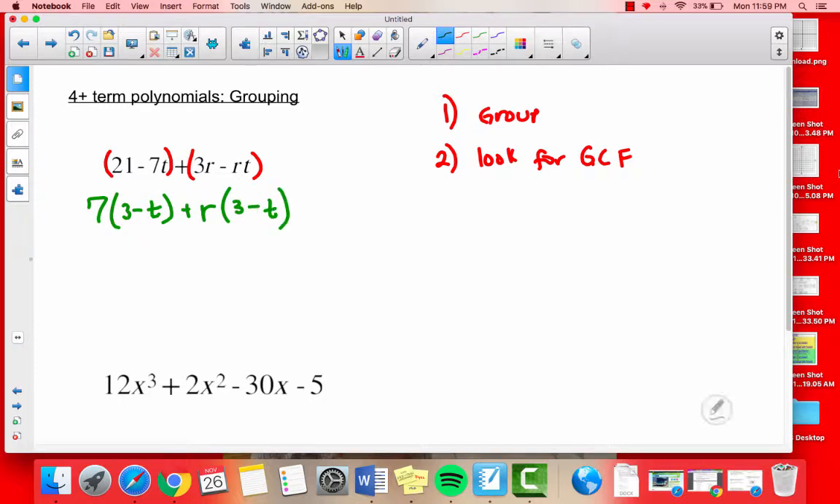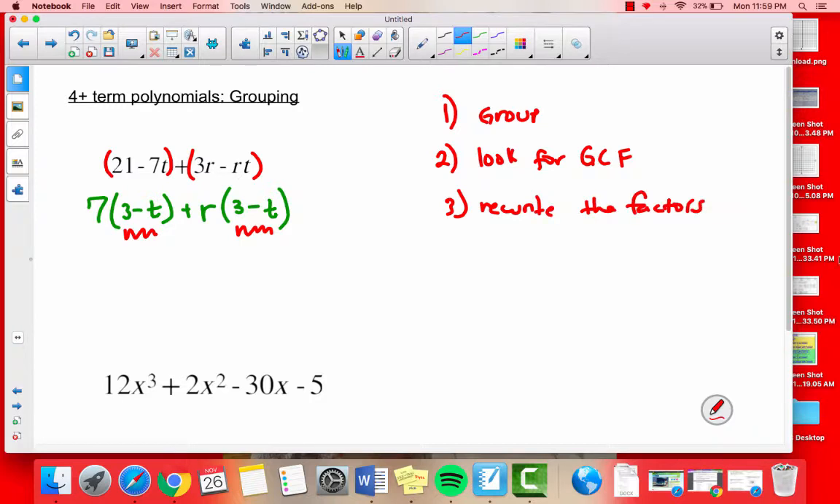What you should notice when you do this is that what is in parentheses should be identical. If it is, grouping is a great method. If you group and it didn't match, then you maybe have to reorganize your terms, or you're going to have to use something other than grouping to factor. But because our parentheses match, what we're going to do in step 3 is rewrite the factors.